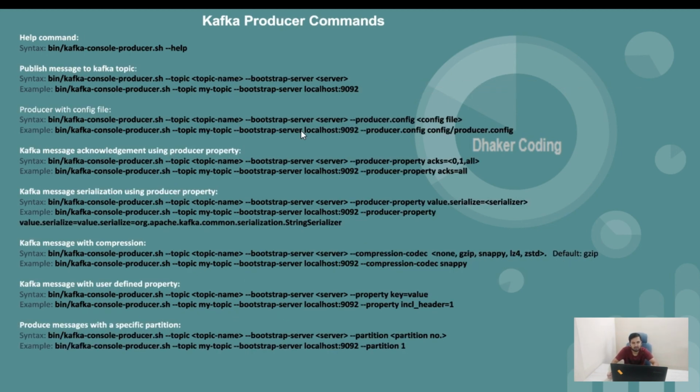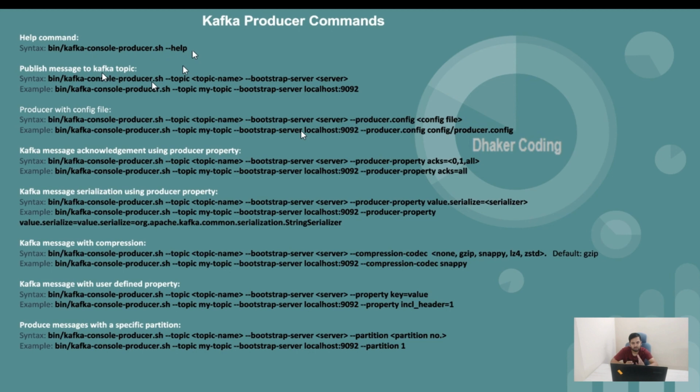Now, let's say I want to know what all the producer commands are. Inside the bin folder, there is kafka-console-producer.sh. For anything related to the producer console, we will use this command in the shell script. If you want to know what all the options are available, just use --help with kafka-console-producer.sh. It will give all the options available for the producer.